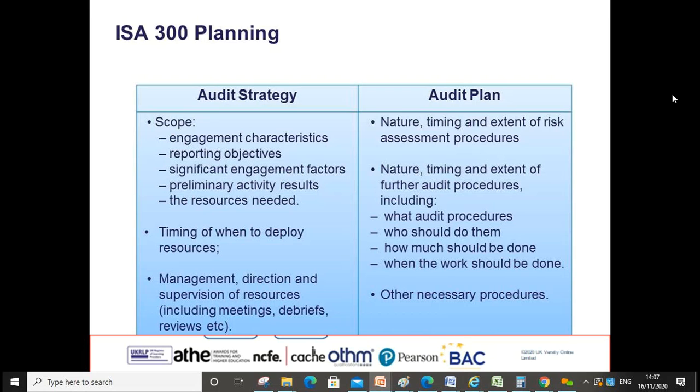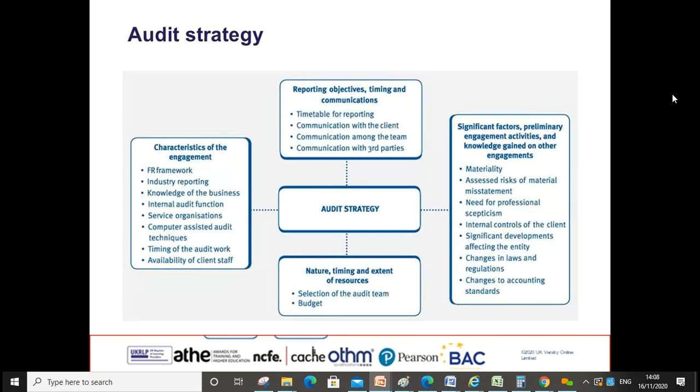So strategy is what you want to do now, and plan is what you wish to achieve in the future. It is the course of action: what you do and what you will achieve. This is how you will see the strategy.